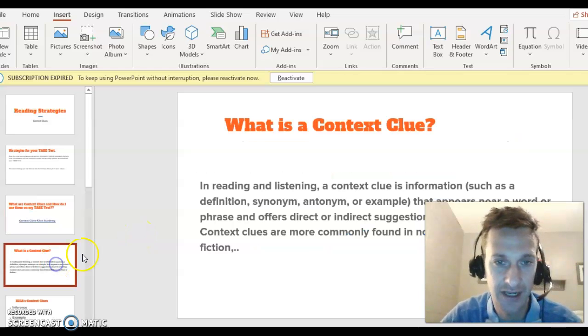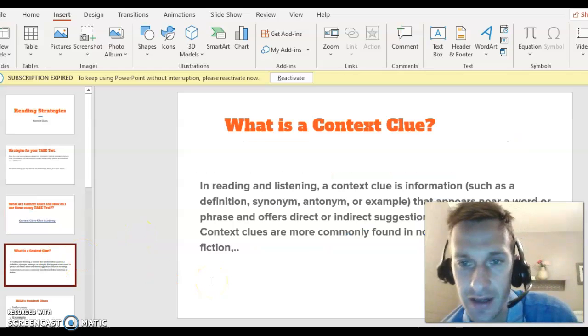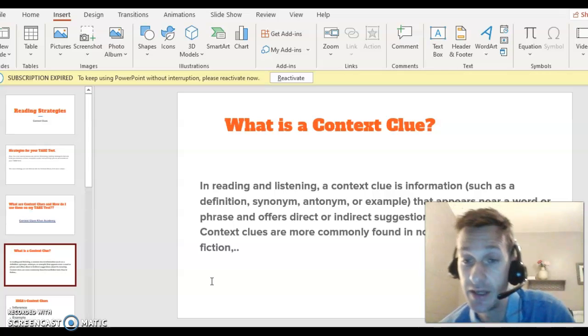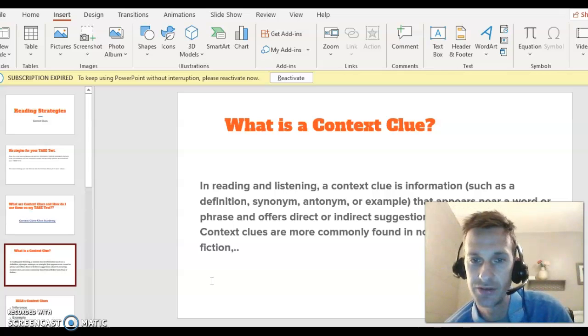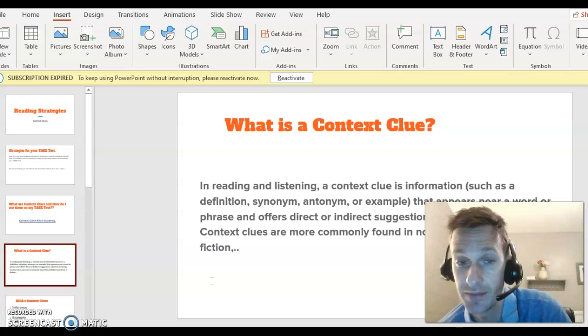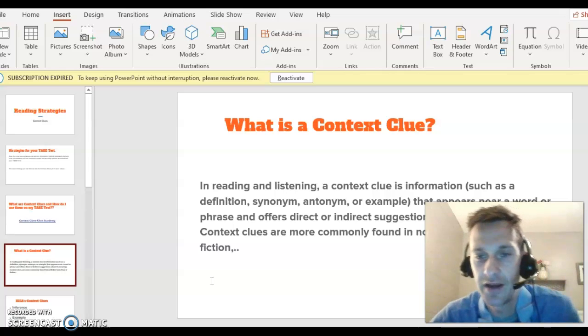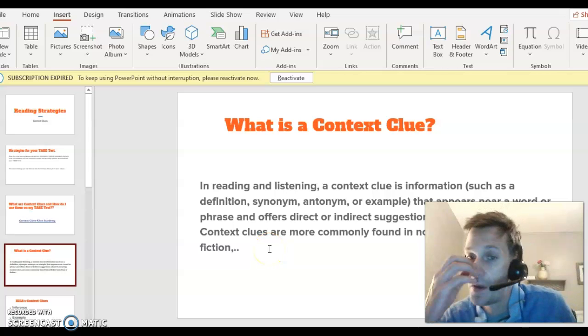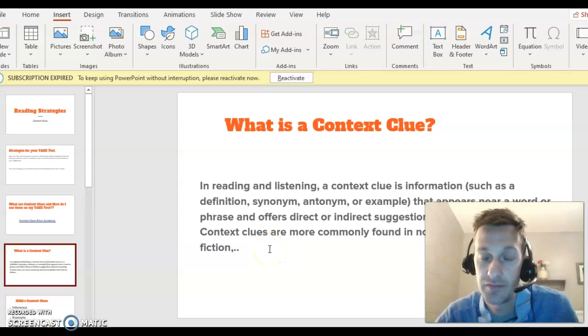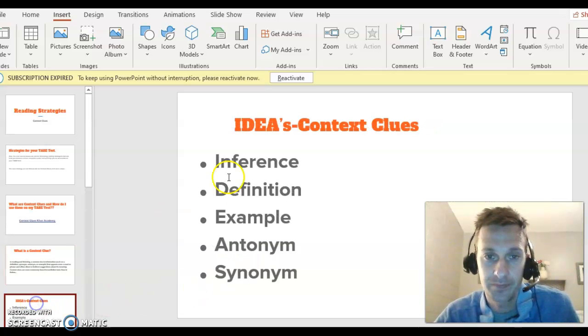5. What is a context clue? In reading and listening, a context clue is important. It appears near the word or phrase and offers a direct or indirect suggestion about its meaning. So important for your tape test. And we're going to look at IXL here in a minute to show you some examples. They're more commonly found in nonfiction text than in fiction. Most of the stuff we're going to read on our tape test, most of our passages are going to be nonfiction. So here we go.